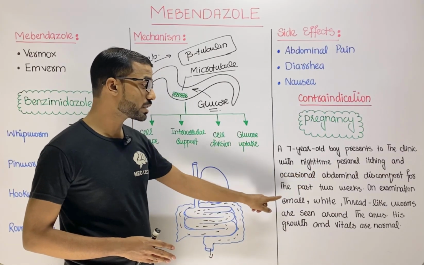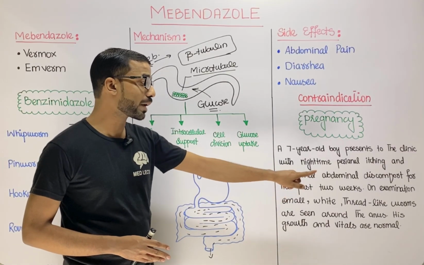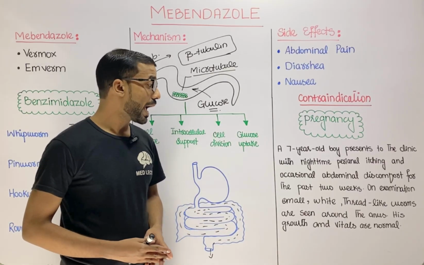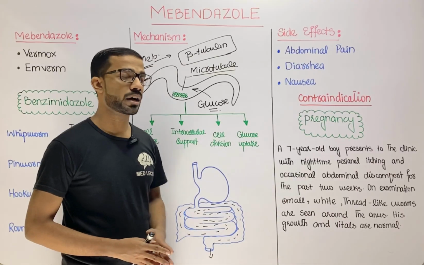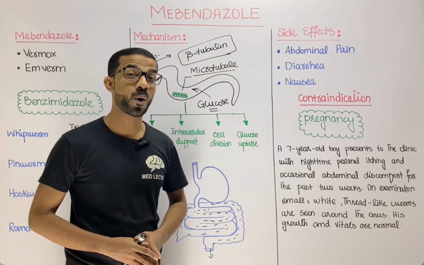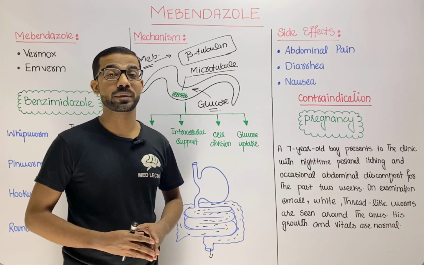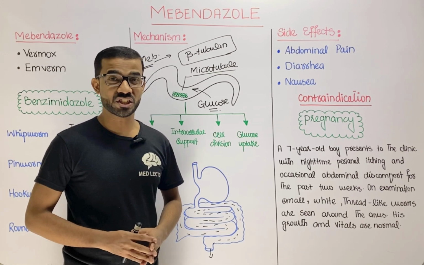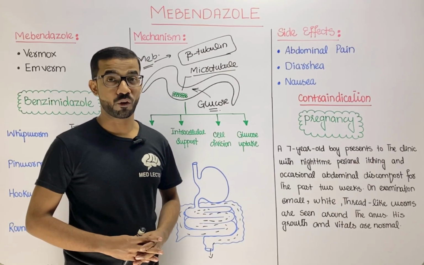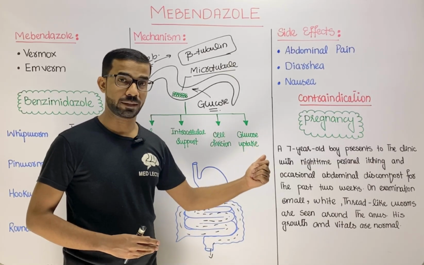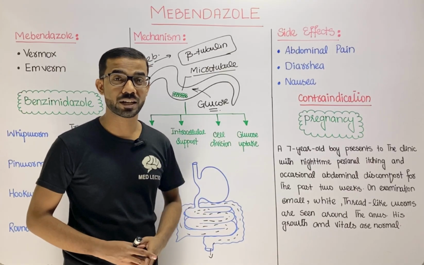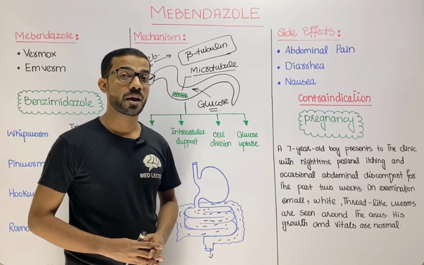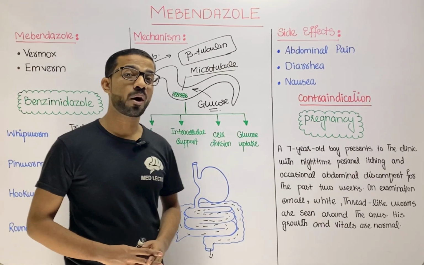On examination, small white thread-like worms are seen around the anus of the patient, and his growth and vitals are normal. So it points towards Enterobius vermicularis, also known as pinworm, that causes itching around the anal area of the 7-year-old boy. And the most important drug related to this worm is mebendazole. So this is all about mebendazole.